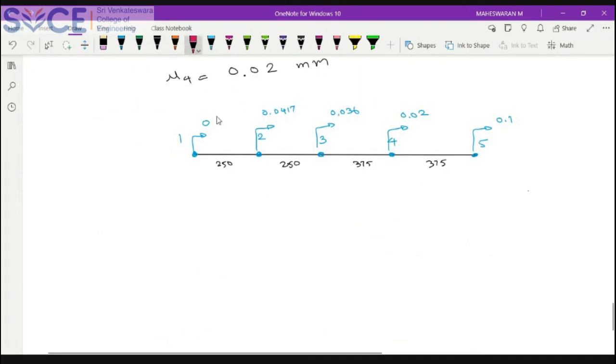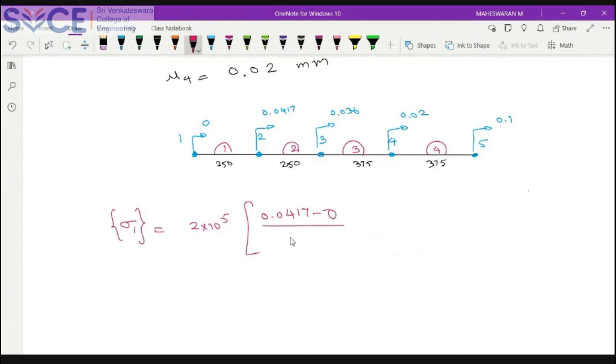So only thing is I have to identify the stress in each element: element 1, element 2, element 3, and element 4. Let me go one by one. For element 1, it is Young's modulus, 2 into 10 power 5, into the subtraction of nodal points 2 minus 1, so 0.0417 minus 0, divided by length. Length is 250. Change in length by original length gives you strain. The value here is 33.36 Newton per mm square. A positive value, it's tensile.